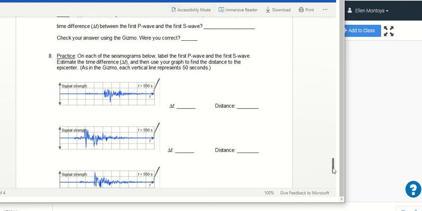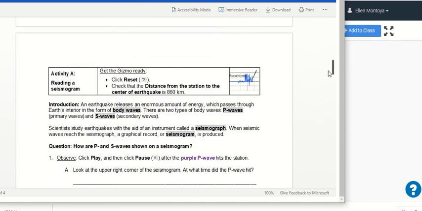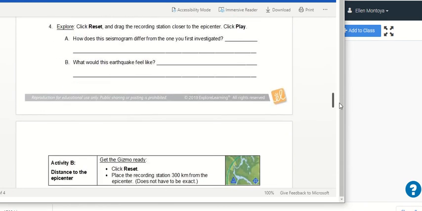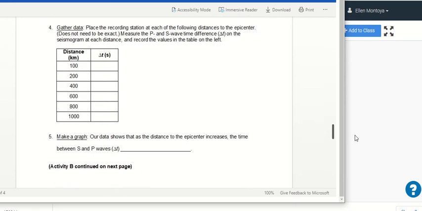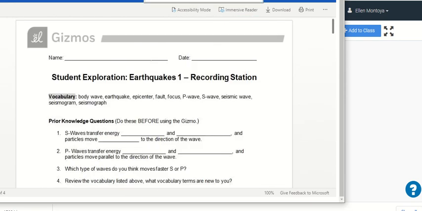I would say by the end of the day, Wednesday, you should be through, at least through activity A, beginning on activity B.